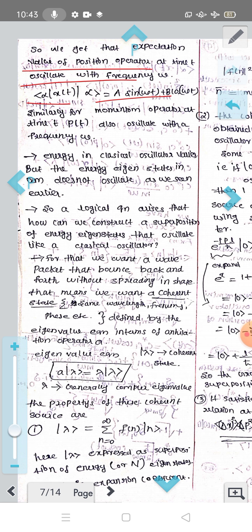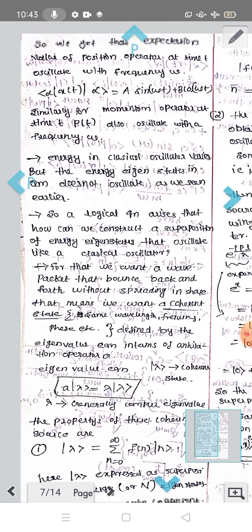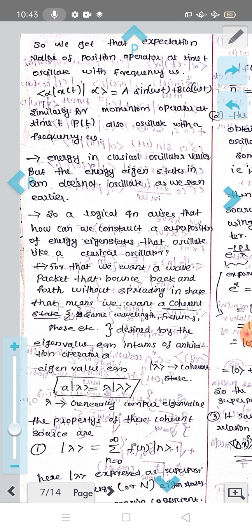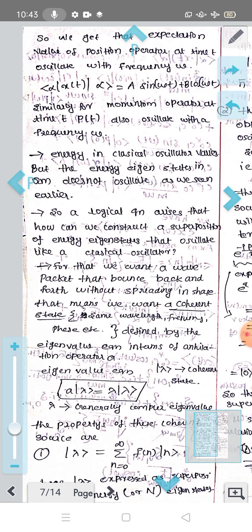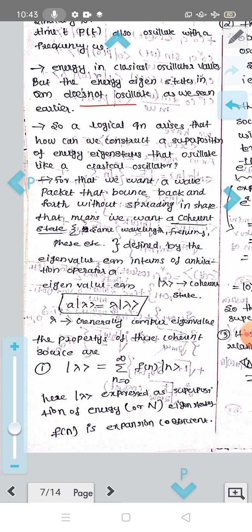Similarly for the momentum operator at a time t, p of t also oscillates with the frequency. If you want, you can work that out separately. So energy in a classical oscillator varies, but the energy eigenstate in quantum mechanics does not oscillate, as we saw earlier. So a logical question arises: how can we construct a superposition of energy eigenstates that oscillates like a classical oscillator? For that we want a wave packet that bounces back and forth without changing its shape.